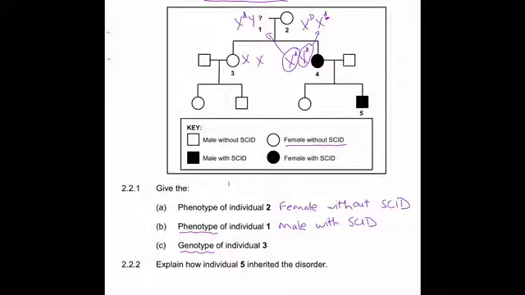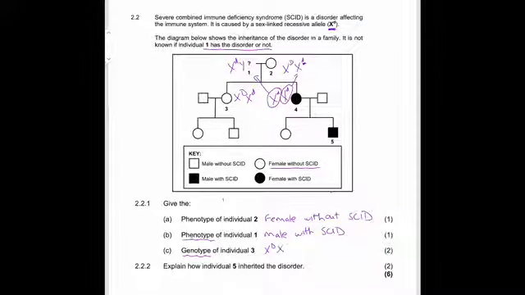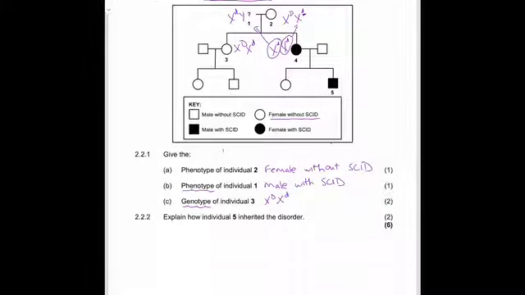She is normal in appearance, so she must actually have inherited the dominant gene from her mother. And that means the only X she can inherit from her father is the recessive allele. And so individual 3 is X small d. 2.2.2 says explain how individual 5 inherited the disorder.